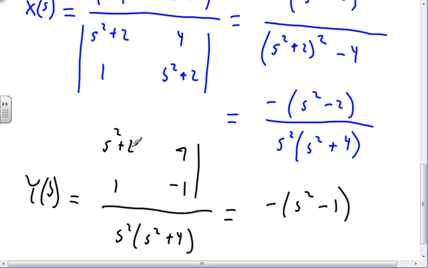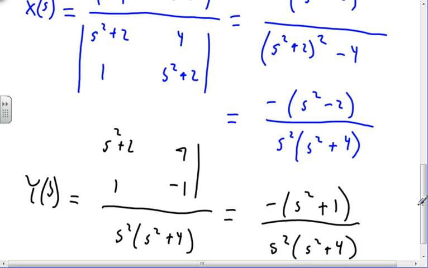This is minus 2. No, that's going to be plus 1. S squared plus 1. Okay. This is 1. That's minus 2, giving me a minus 1. Okay, that looks good. Over s squared plus 4.